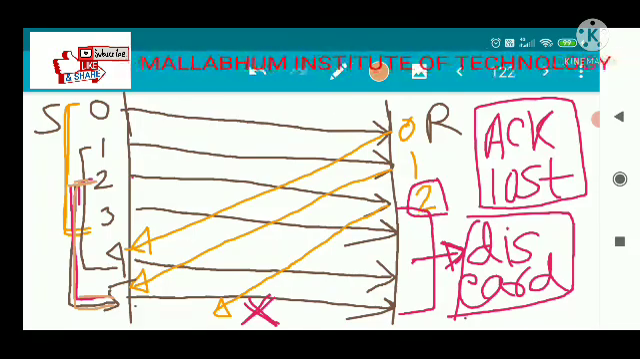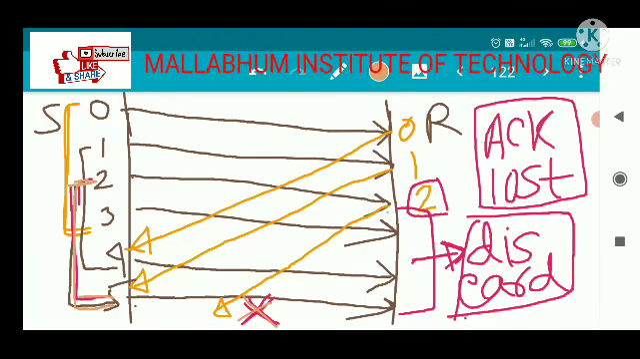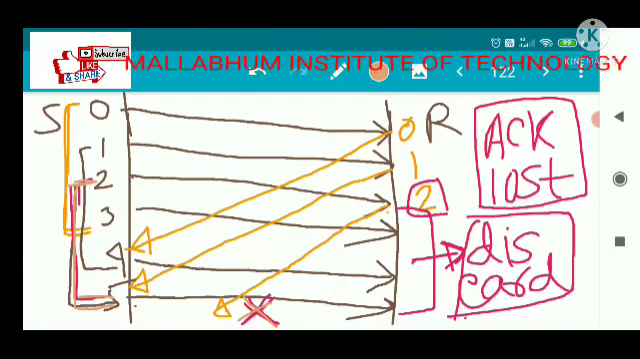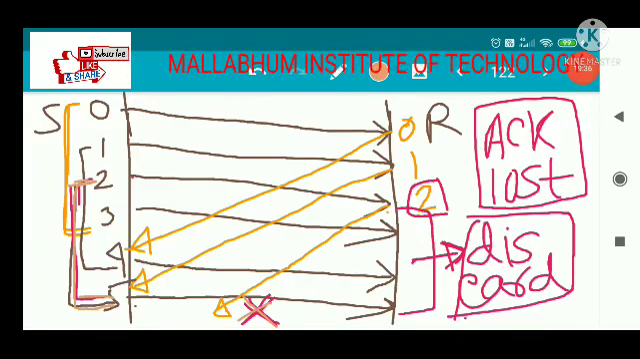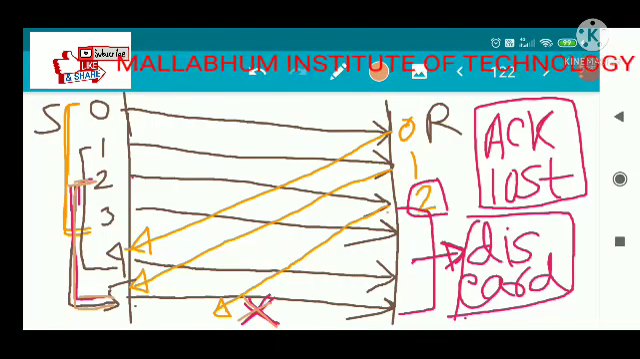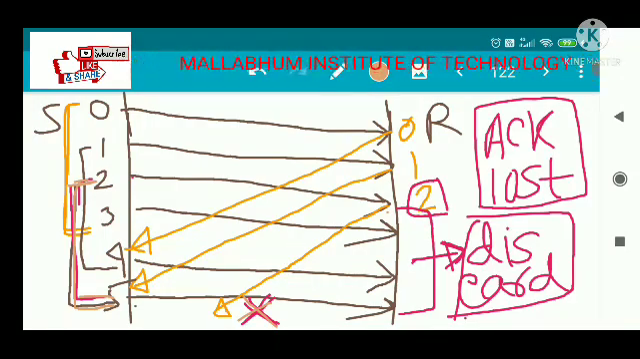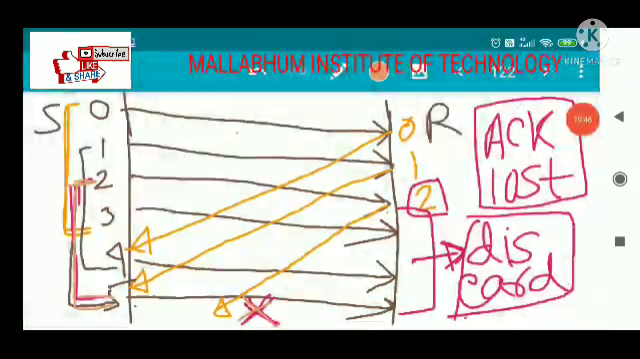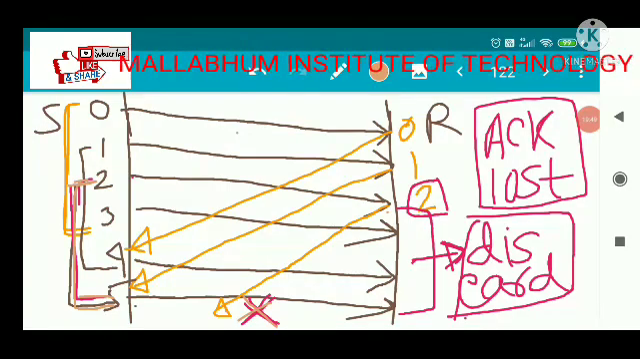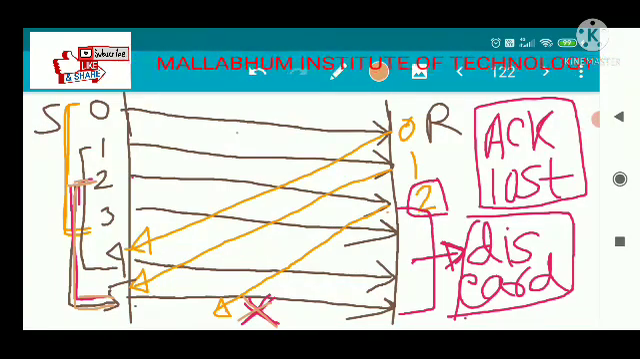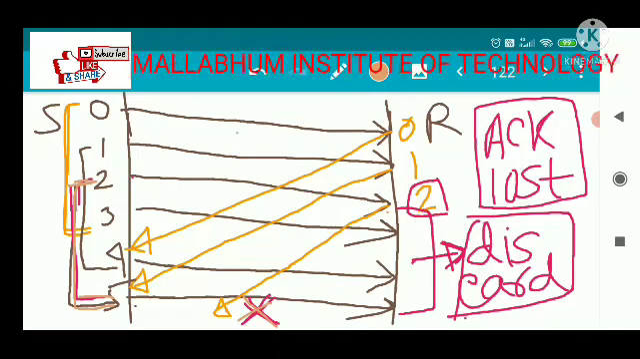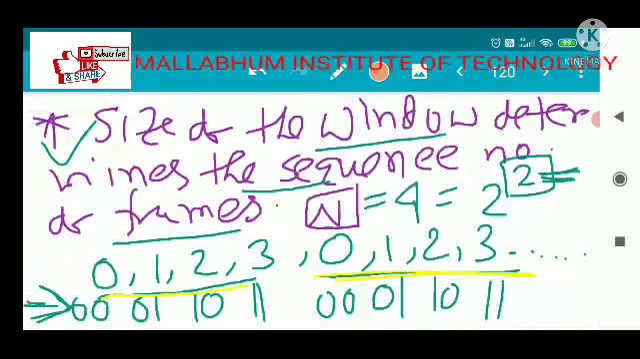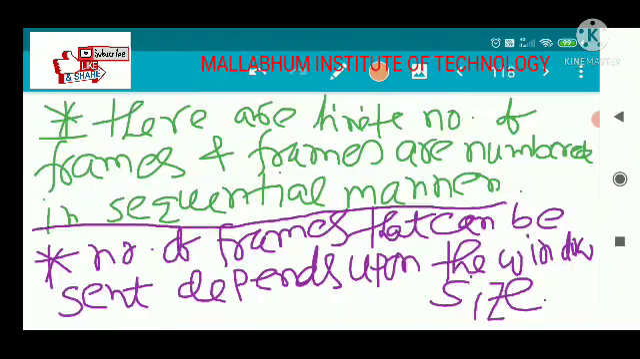Now it may happen that the acknowledgement for this 2 is not received. If this 2 has been received properly, then the sliding window is shifted to 3, and if this 3 is not received properly, then it will again send 3 4 5 6 like this. So this is the procedure by which the Go-Back-N ARQ protocol works. This is the working of the Go-Back-N ARQ protocol.